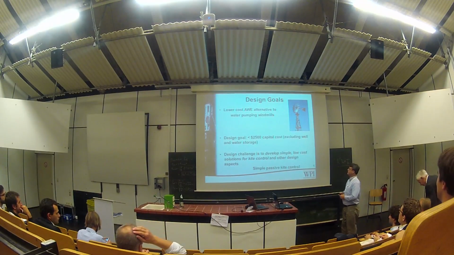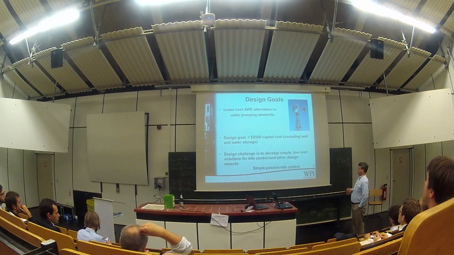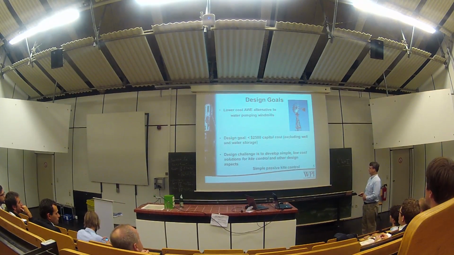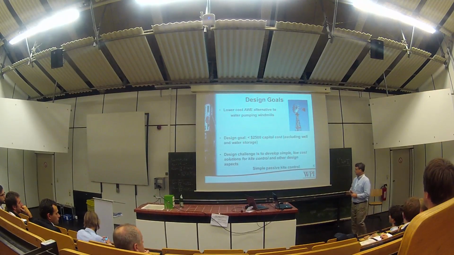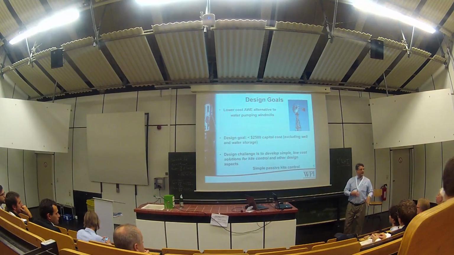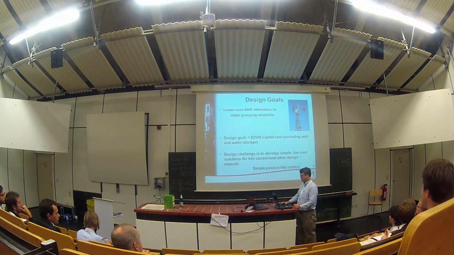So what does low cost mean? We have a design goal for the system. It's very low cost, less than $2,500 for capital costs. We want to build something workable with that. This would exclude well drilling and water storage, because those would be common to wind turbines also. All right. So in the end, the design challenge is to develop simple, low-cost solutions for kite control and other kite aspects. You know, we can't have complex automatic control systems. We need, if anything, just simple, what I call passive kite control. Let's see what that might mean.